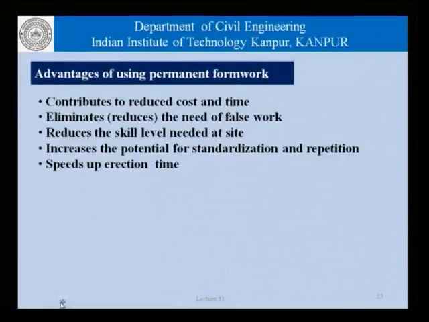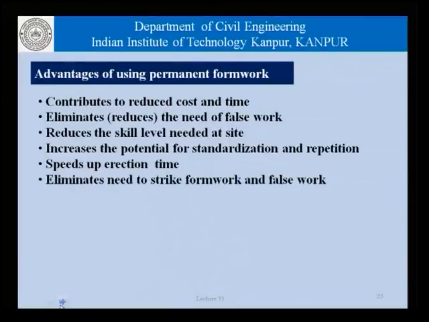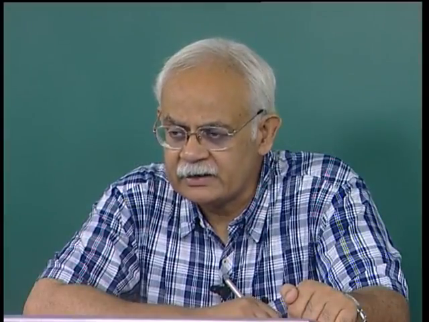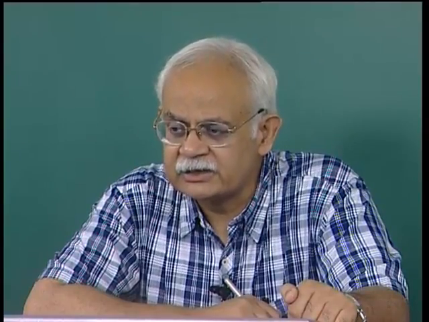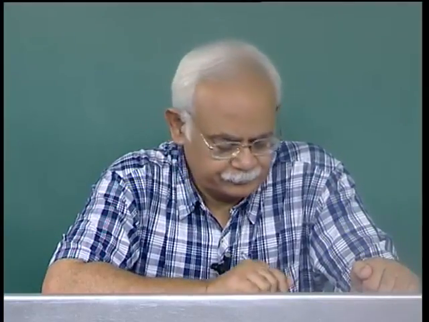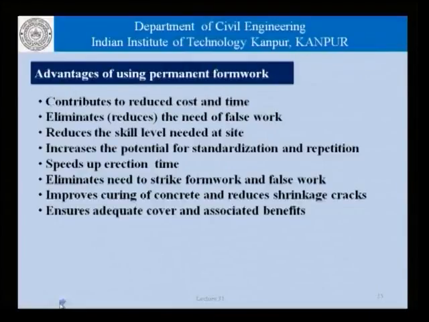control. Speeds up the erection time, eliminates the need to strike formwork at false work, improves the curing of concrete and reduces the shrinkage cracks. Obviously, the purpose of curing is to ensure that the water from the concrete does not escape into the atmosphere, and if we have permanent formwork, then what we have ensured is that the passage of water to the atmosphere becomes all that much more difficult. Ensures adequate cover and associated benefits.